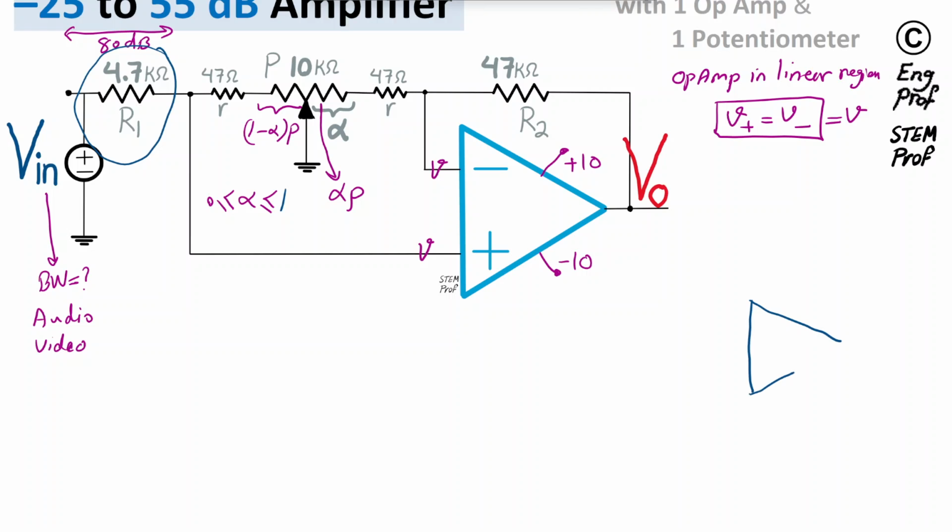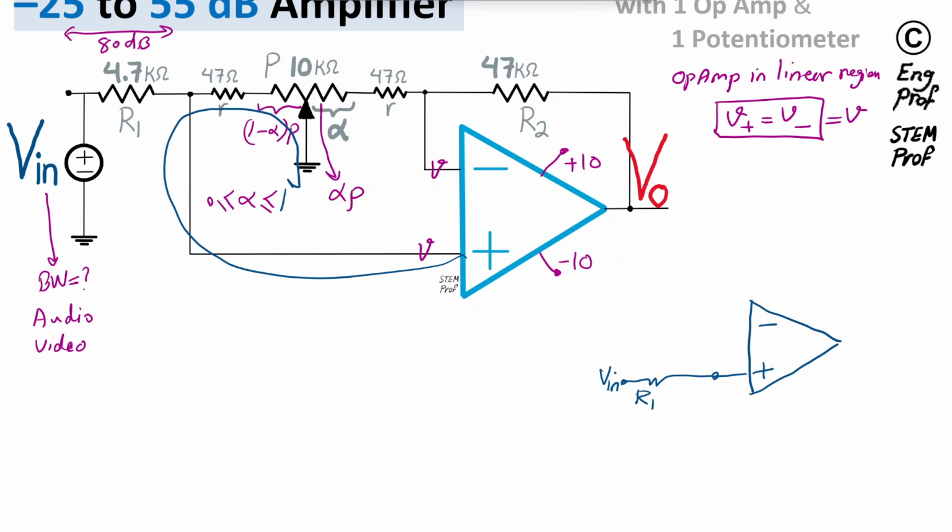So here is the op-amp. Here is the positive terminal, negative terminal. At the positive terminal, you can see on one side via R1 we are connected to Vin. And on the other side, via R and (1 minus alpha) P, it goes to ground through the wiper of the potentiometer. So we have this connection, R plus (1 minus alpha) times P.